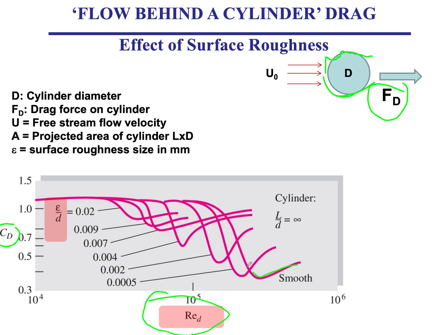One of them has a smooth surface, and as we increase the surface roughness, that's the epsilon, the surface roughness non-dimensionalized by the diameter of the cylinder. So on this plot we have three dimensionless numbers: Reynolds number, drag coefficient, and the roughness factor, epsilon over d. And we can see what effect that has on our cylinder.